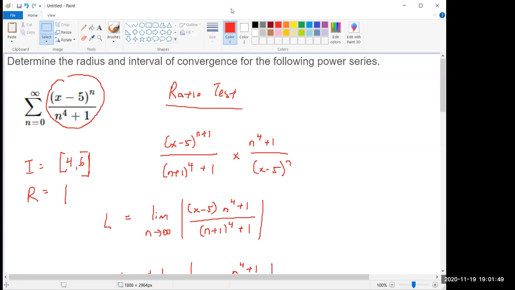Once you find your limit, which for a power series is not going to be a particular number, it's going to be something regarding x. Once you find your limit, you set it to be less than 1, and that will give you the interval that it converges in. And then once you have that, you just test the endpoints, okay? So hopefully you can wrap your head around it a little better this time.